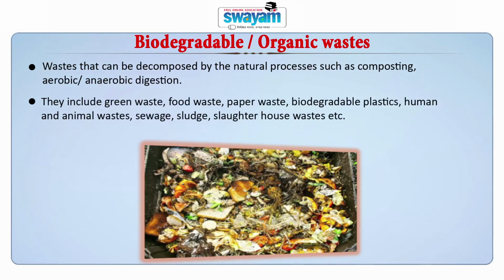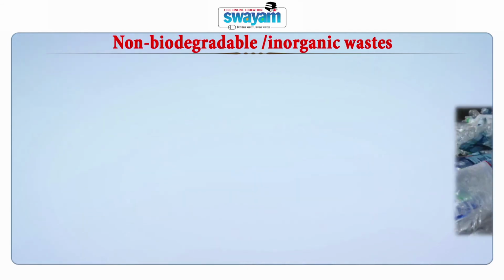The examples of biodegradable waste are green waste, food waste, paper waste, biodegradable plastics. Yes, these have recently been introduced. Human and animal waste, sewage. As far as this sewage is concerned, if we do its proper treatment, if we do its proper disinfection, then it can be used as a very good quality manure in our agricultural fields. Then slaughterhouse waste, etc.